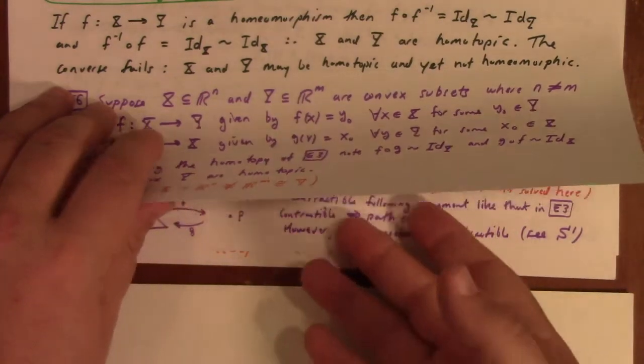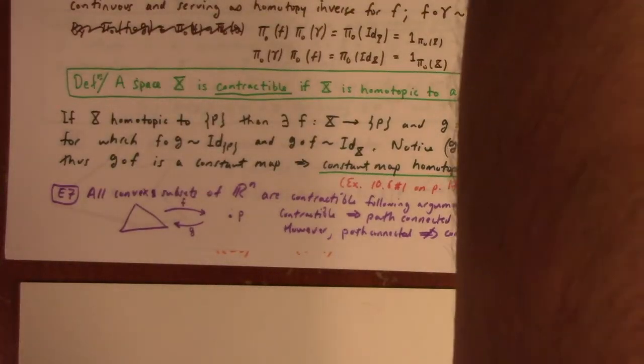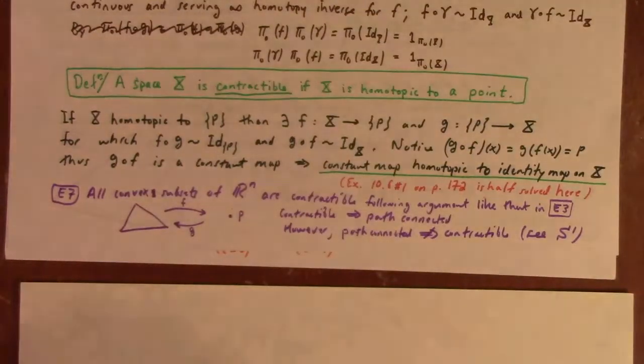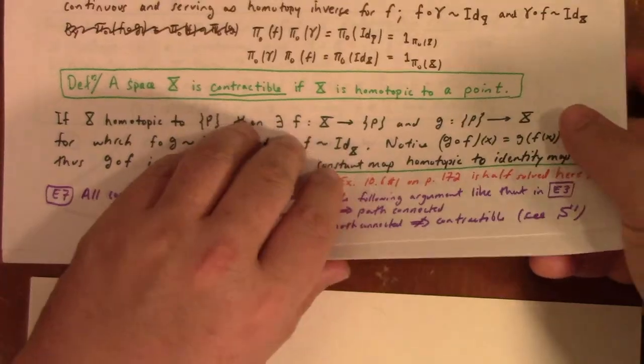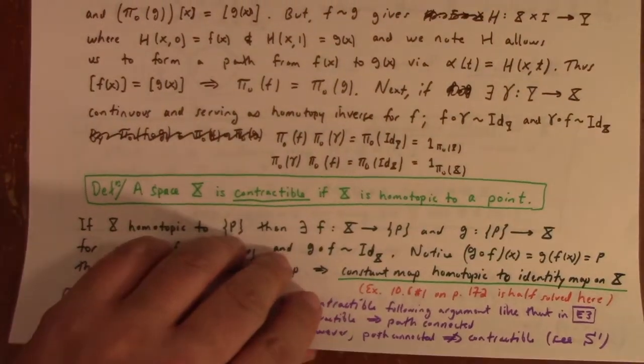But that's not the end of the world either, because if you can show that two spaces are not homotopy equivalent, then it does follow that they are not homeomorphic, right? So there's that.